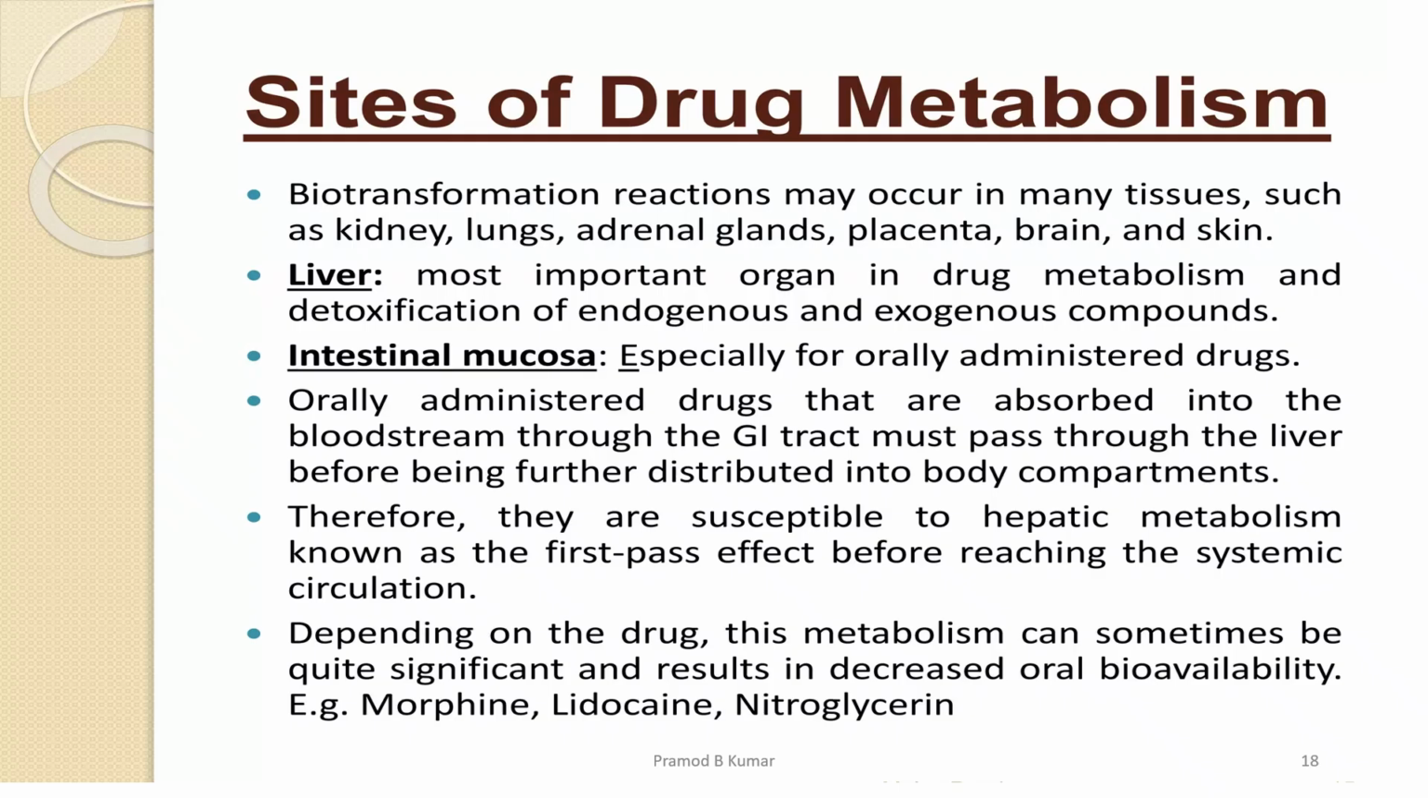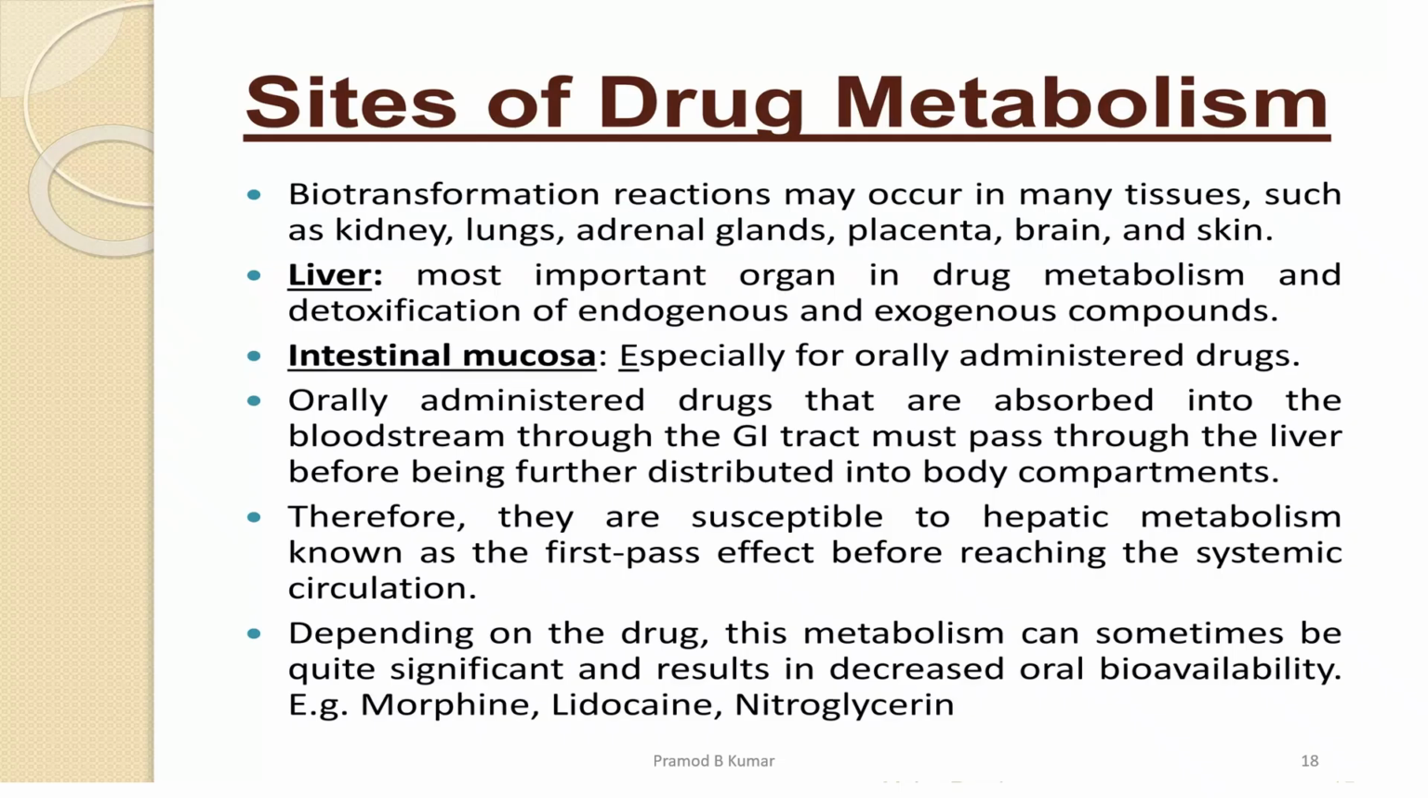Orally administered drugs that are absorbed into the bloodstream through the GI tract must pass through the liver before they are distributed into the body compartment. Therefore, they are susceptible to hepatic metabolism, known as first pass effect, before reaching the systemic circulation. Depending upon the drug, the metabolism can sometimes be quite extensive and result in decreased oral bioavailability.